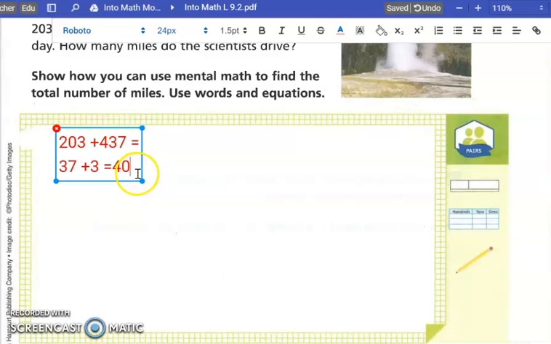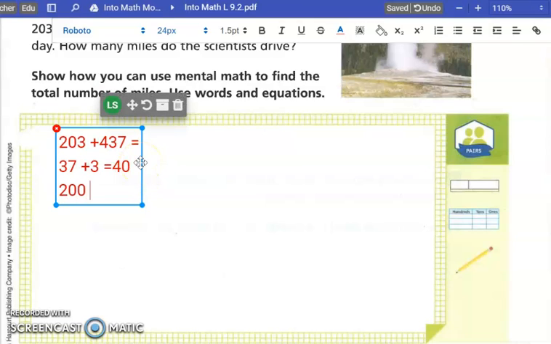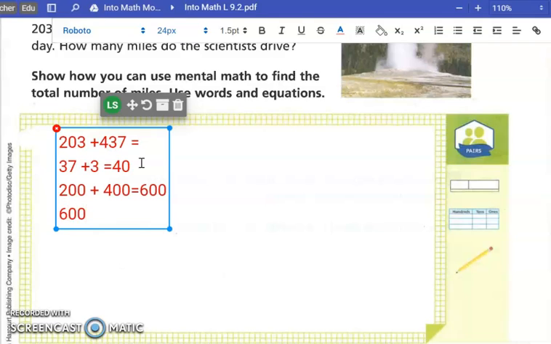And then I know, then I would think, well, so I have 40. Then I have 200 plus what? 400 equals 600. Whoops, 600. And then I could add 600 plus 40 equals 640. So that's what they want you to start thinking. Okay?